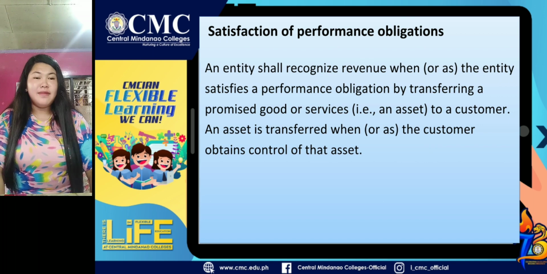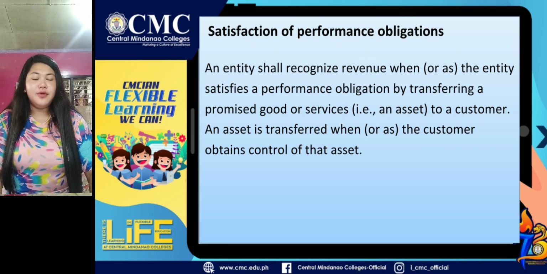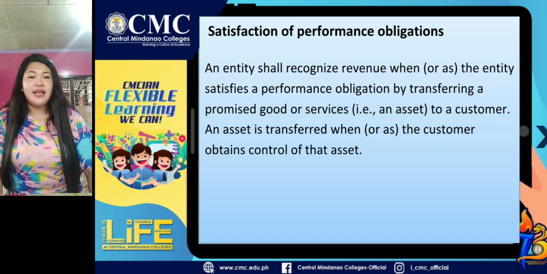Satisfaction of performance obligations. An entity shall recognize revenue when or as the entity satisfies a performance obligation by transferring a promised good or service, that is, an asset, to a customer. An asset is transferred when or as the customer obtains control of that asset.